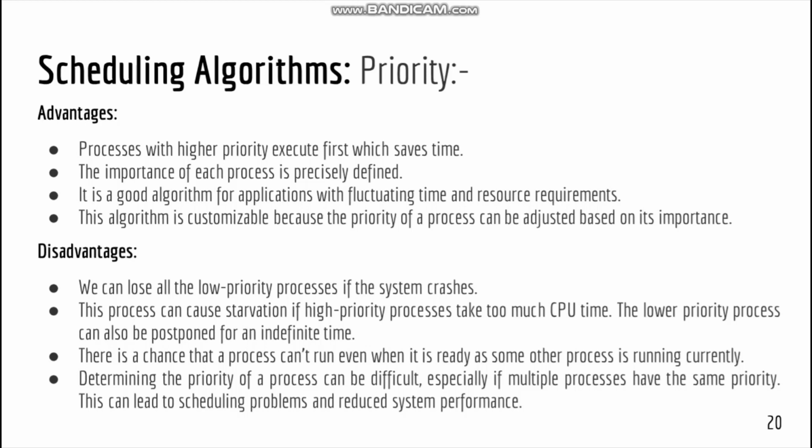Now there is also a problem if two processes have the same priority. In this case, the two processes which have the same priority will be executed according to the FCFS, named first come first serve, scheduling algorithm. Now these are all the advantages and disadvantages of the priority based algorithm.